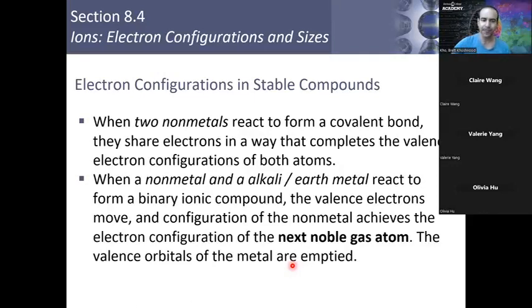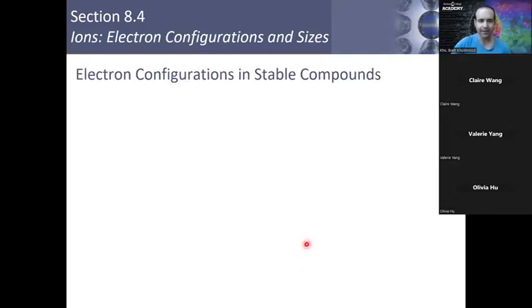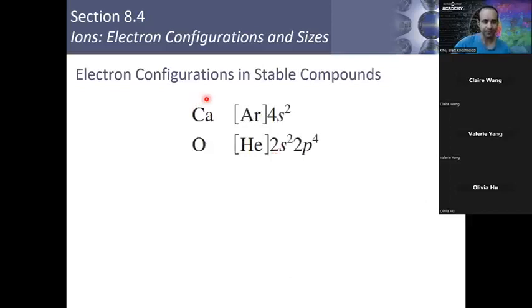So let's look at some examples of what that looks like. Let's say, for example, we've got calcium and oxygen, which are going to react with one another. Well, the calcium has a shortcut, and that's going to be argon, and then we move on further down the rows to 4s2. This is 2 outer electrons. Oxygen, its previous noble gas is helium, since it's higher up on the periodic table. So it's going to go 2s² and then all the way over to 2p.